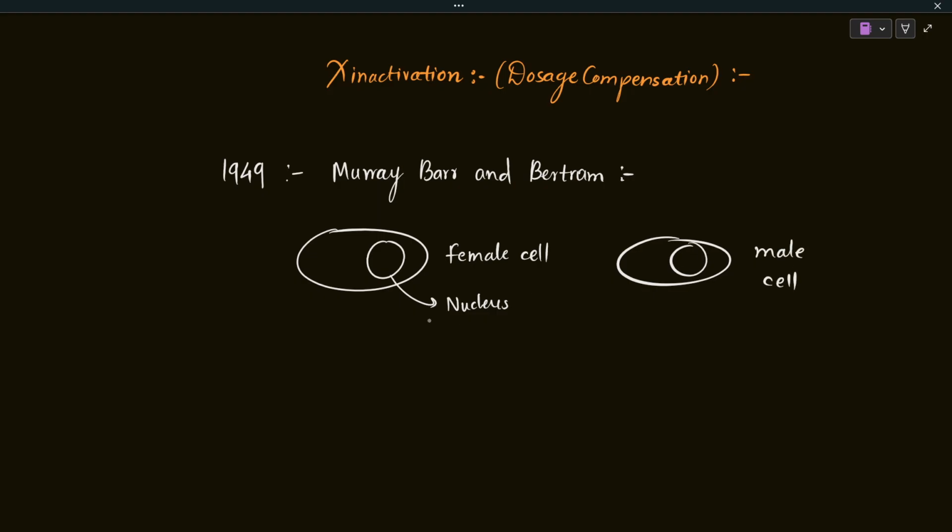When they observed those cells under the microscope, they saw that there is a densely stained structure in the female cells which are in the interphase stage, while there is no such structure present in the male cells. This was observed in all of the female cells. This densely stained structure was termed the Barr body at that point of time in 1949.